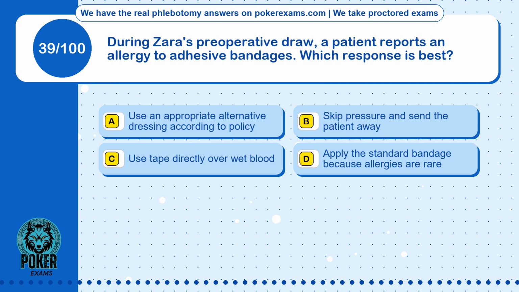Question 39. During Zara's preoperative draw, a patient reports an allergy to adhesive bandages. Which response is best? Option A. Use an appropriate alternative dressing according to policy. Option B. Skip pressure and send the patient away. Option C. Use tape directly over wet blood. Option D. Apply the standard bandage because allergies are rare.